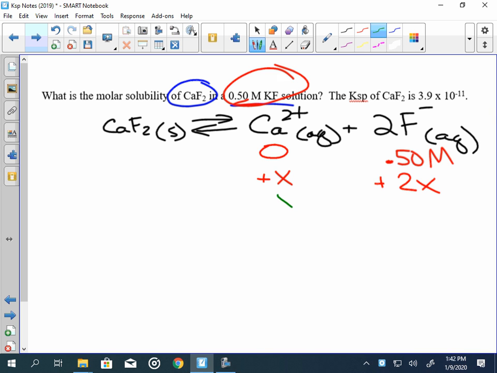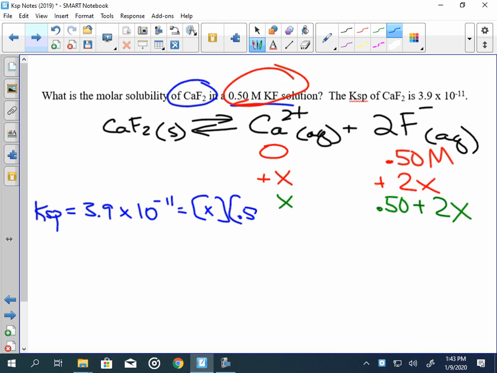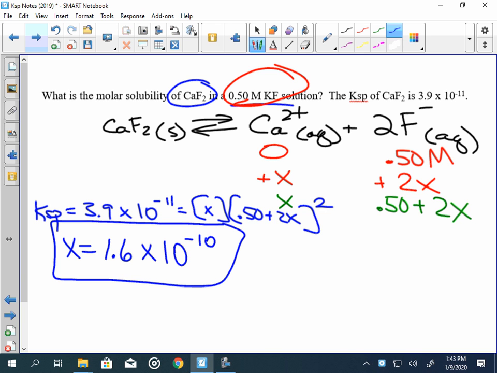Therefore, at equilibrium, 0.50 plus 2x. Ksp is equal to 3.9 times 10 to the minus 11, and that's going to be equal to x times (0.50 plus 2x) squared. Solver function will take me across the finish line. X is equal to 1.6 times 10 to the minus 10. Maximum molarity. Essentially insoluble.